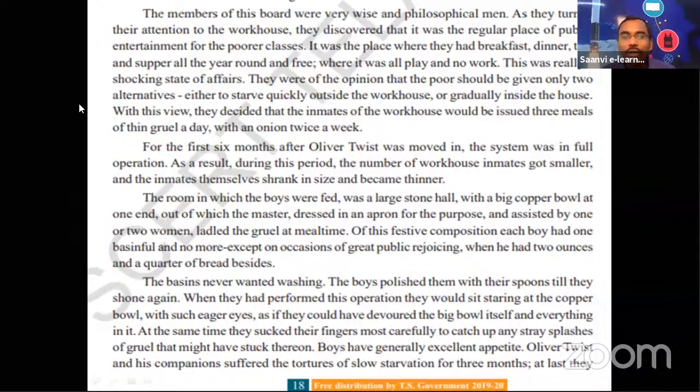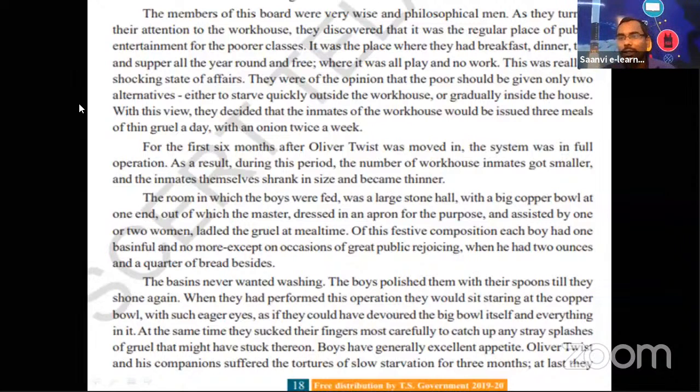Of this festive composition, each boy had one basinful and no more, except on occasions of great public rejoicing. If there is a festival or something, they will be given more food, I think. We will see what they are going to give. When he had 2 ounces and a quarter of bread besides. A quarter of bread besides. So take a bread piece and cut it into 4 pieces. In that, one piece can be called a quarter of the bread. If your mother takes one bread piece and cuts it into 4 pieces, and gives you 1 piece, will you be satisfied with that?